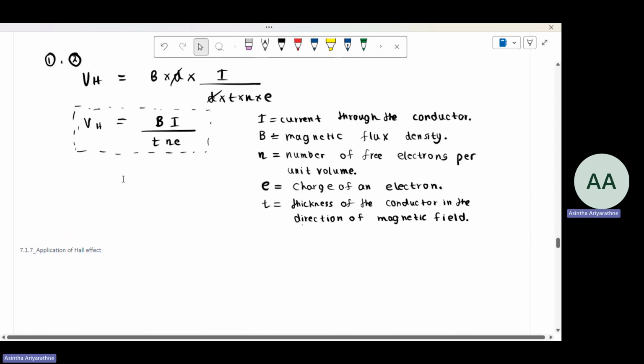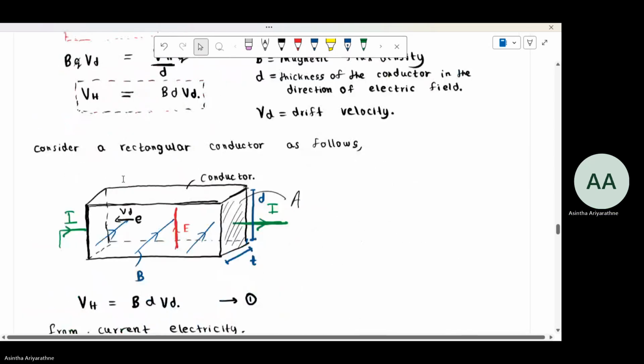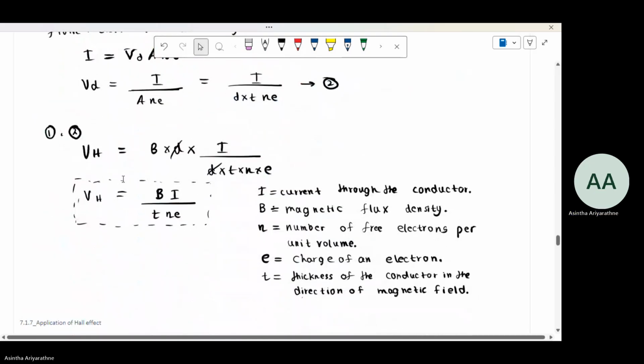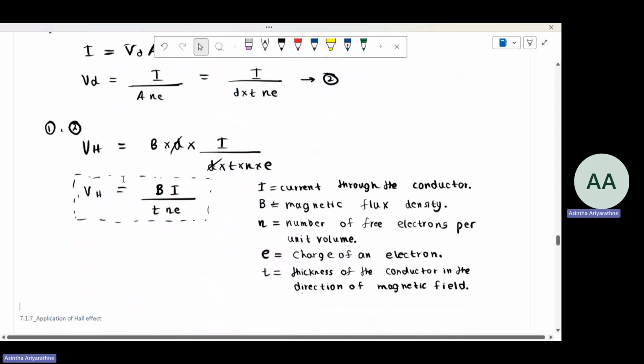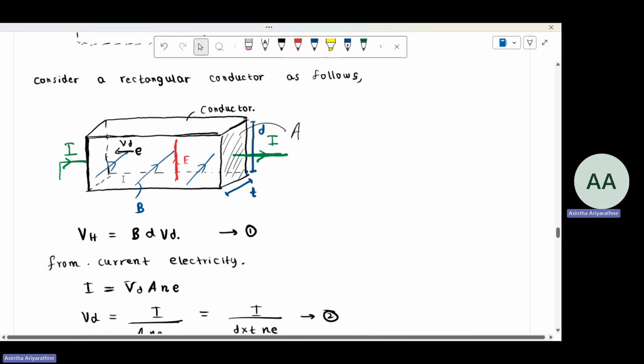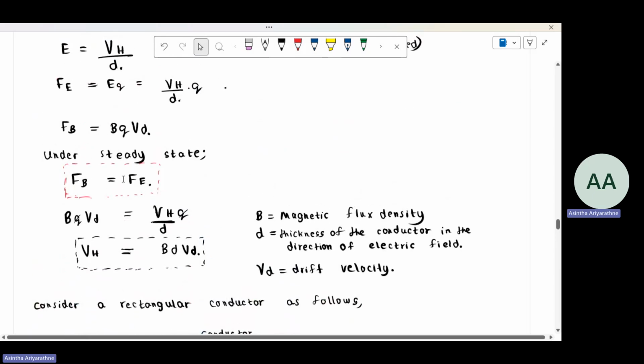So this is the Hall effect, right? And this equation you don't have to remember. Just easily derive it. It's the basic principle: the electric force equals the magnetic force under steady state.